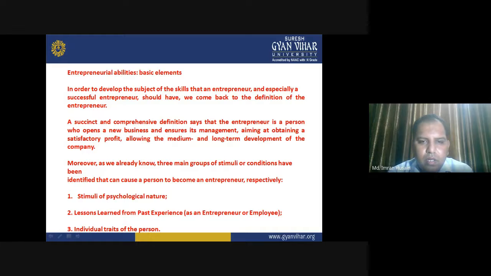Moreover, as we already know, three main groups of stimuli or conditions have been identified that can cause a person to become an entrepreneur, respectively: stimuli of psychological nature, lessons learned from past experience as an entrepreneur or employee, and individual traits of the person.